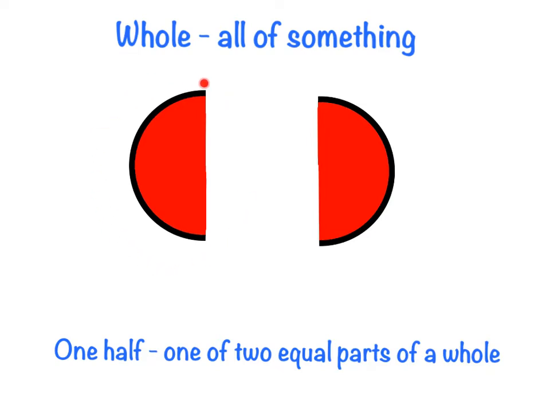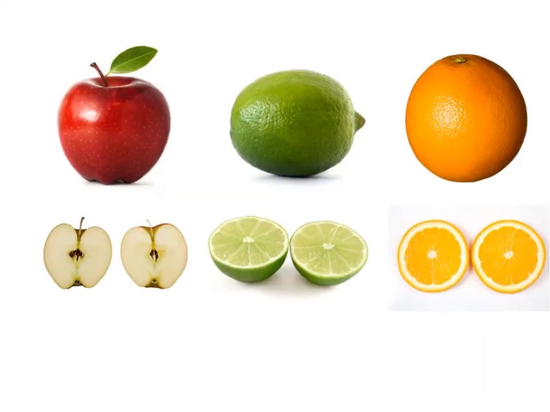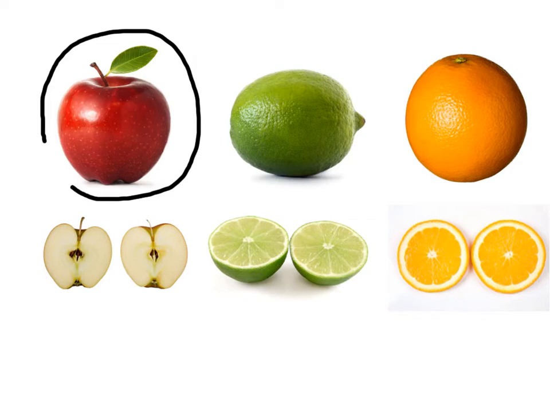There we go. Okay, let's check out some real-life objects and see if we can understand a little bit more about half and whole. Okay, here are some examples with fruit of whole and half. Wow, we could nearly make a fruit salad with some of these yummy fruits. Let's look at the apple. Here is the whole apple.